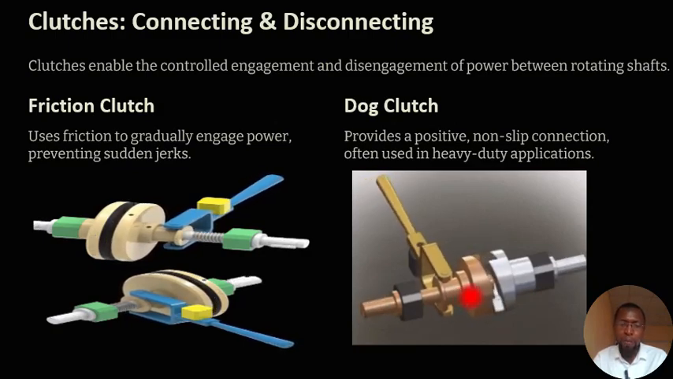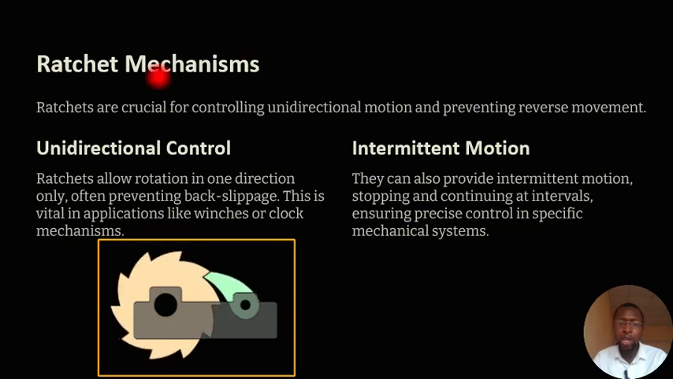All right. Lastly, let's talk about the ratchet, another device that we use in controlling rotary motion. The ratchet is a device that is used for controlling unidirectional motion and preventing reverse movement. So it does two things. It helps in maintaining one direction, which we refer to as unidirectional, and it also helps in intermittent motion. That is, it helps in stopping and starting the motion at intervals.